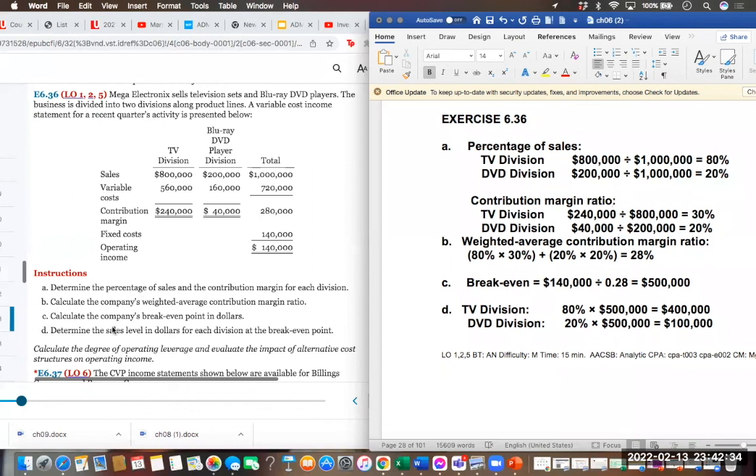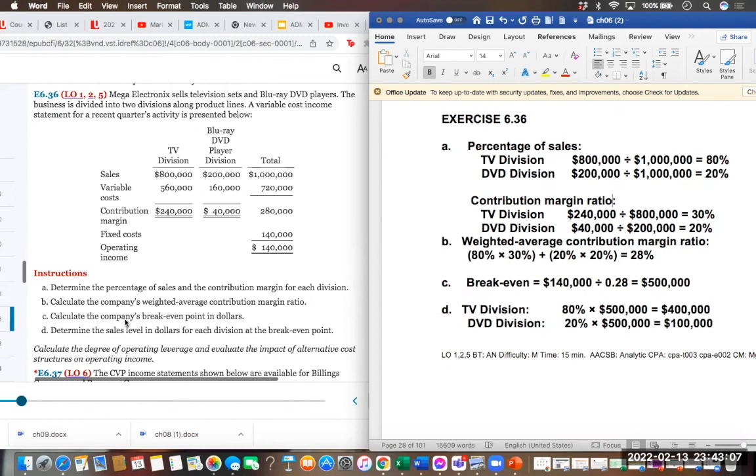So now that we have that, can we calculate the company's weighted average contribution margin ratio? It's very simple. You just take the sales mix percentage, or the percentage of sales, and multiply it by your contribution margin ratio. So 80% times 30% plus 20% times your contribution margin ratio for DVDs of 20%. When you add those up together, you get 28%.